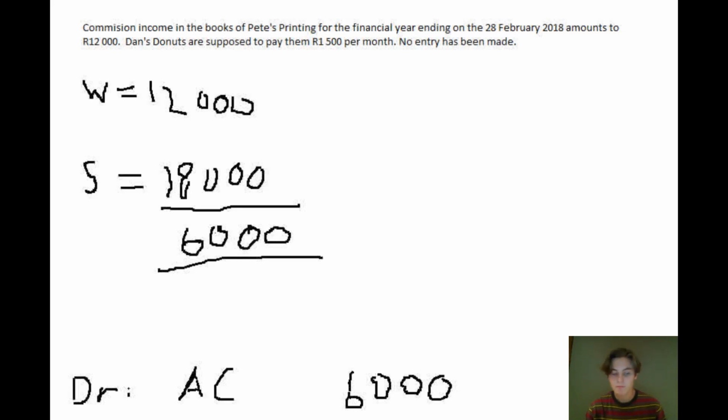However, we haven't received it yet, and we will credit our commission income, because we should have received this money. However, it's not in our account, but it does relate to this current financial year, and we credit it because we have to increase it. Remember, incomes increase on the credit side. So we'll credit, I'm going to call it CI, commission income, with 6,000 Rand.